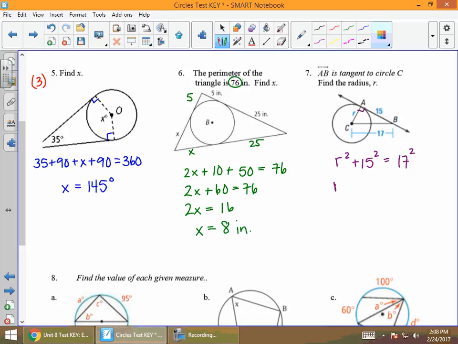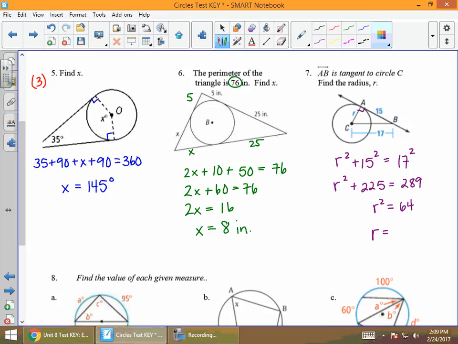So that means R squared plus 225 is equal to 17 squared, which is 289. So subtract 225 from both sides. So R squared is 64. And then I would have to square root it, and R is the square root of 64.